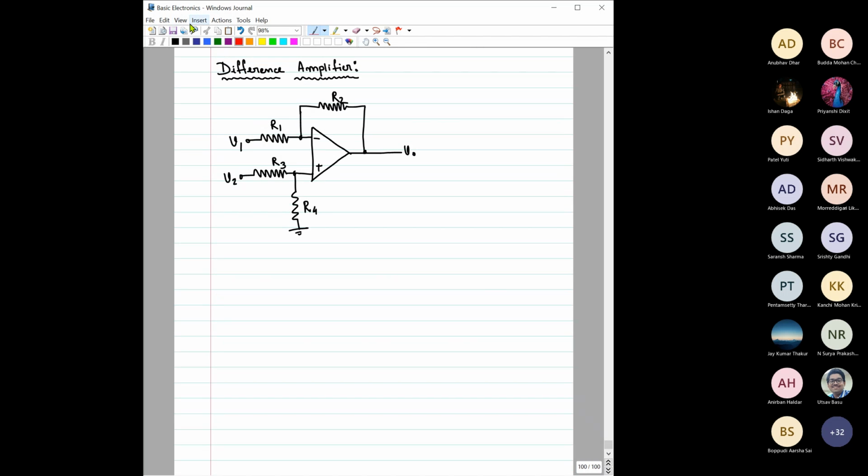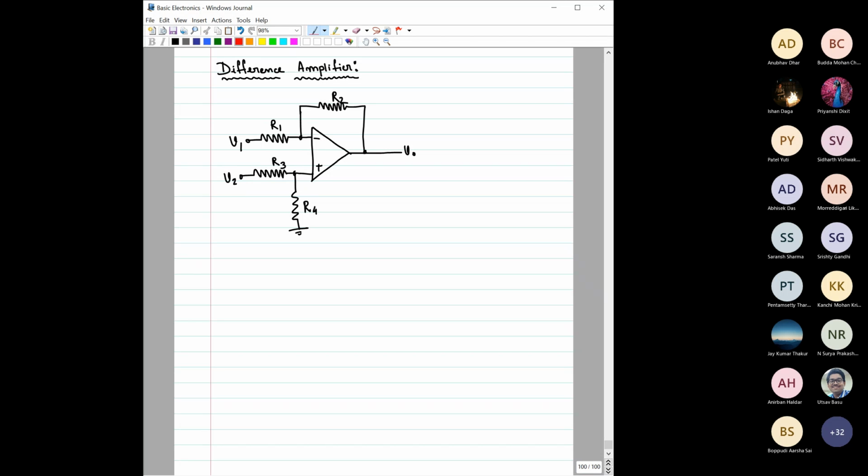Okay, so we can sum up, we can multiply, we can do exponential, we can do integration, we can do differentiation. But what about subtraction? Probably that we have not discussed so far. So let us discuss that part here. Here we are using two inputs, V1 and V2. V1 is connected to the inverting terminal, V2 is connected to the non-inverting terminal, and you can still see the negative feedback is present here. And V2 is connected through a combination of resistors R3 and R4.